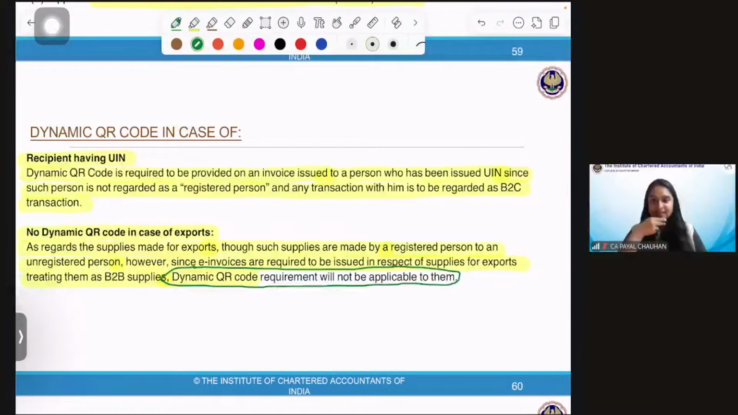Then the transaction is B2C. Since it is a B2C transaction, you can mention the time period also. So when it is a UIN transaction, then also a dynamic QR code will be mentioned.